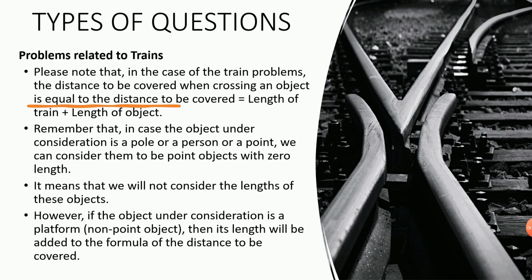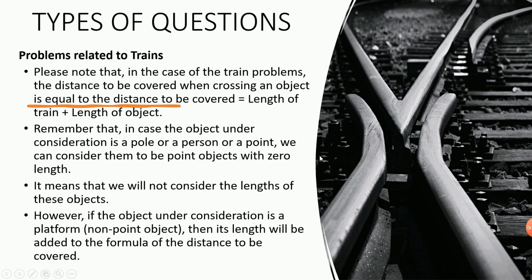So next, what kind of questions might appear in such problems? First would be problems related to trains. Please note that in the case of train problems, the distance to be covered when crossing an object is equal to the length of the train plus the length of the object. Remember that if the object under consideration is a pole or a person or a point, we can consider them to be point objects with zero length.